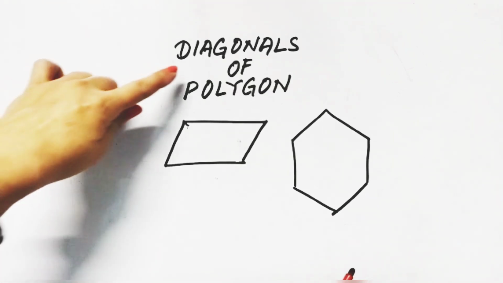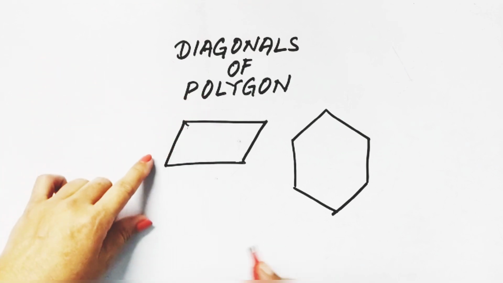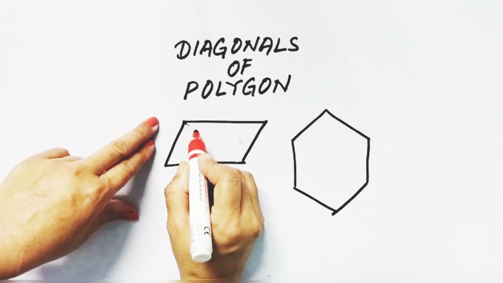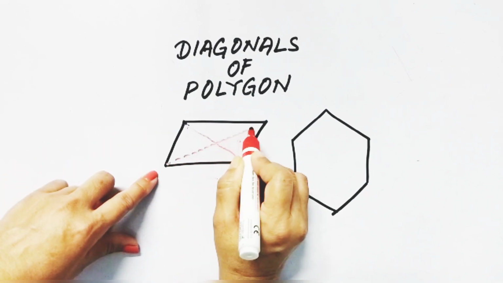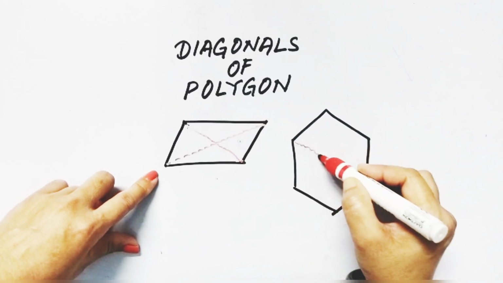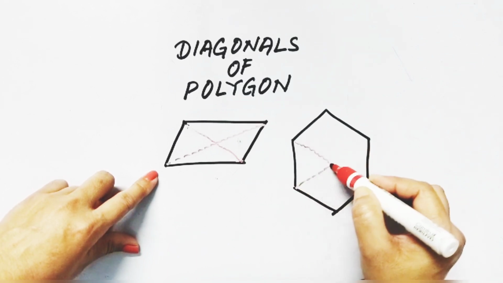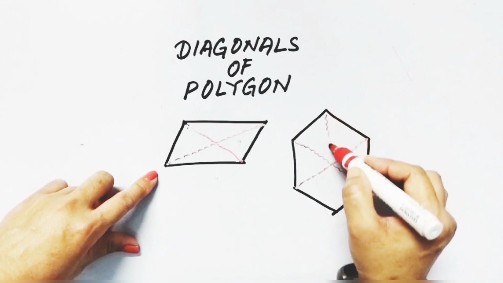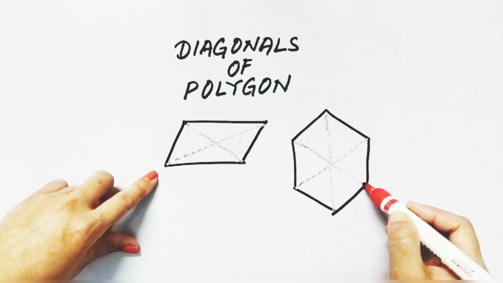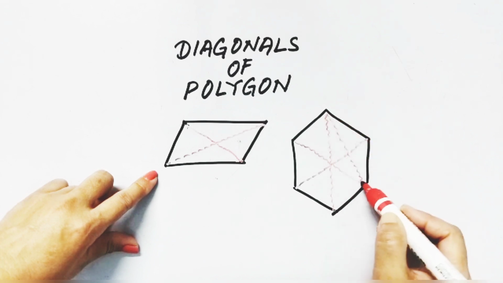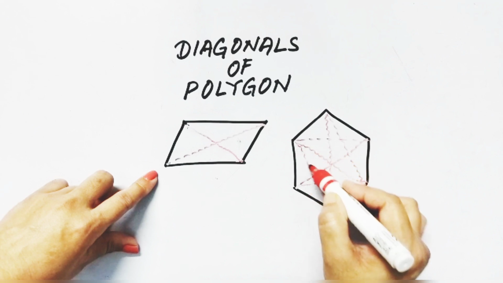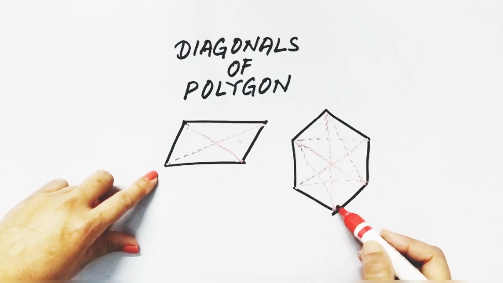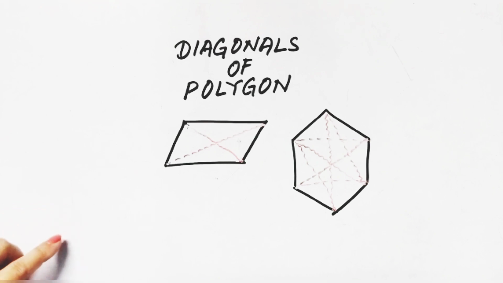Now let's discuss the diagonals of a polygon. What do we mean by diagonals? Diagonals are the line segments which join the non-consecutive vertices of a polygon. These are the line segments which are joining the non-consecutive vertices. But how do we know how many diagonals a particular polygon has?